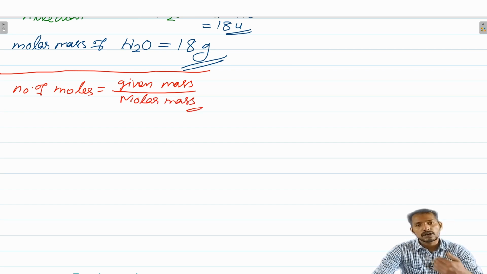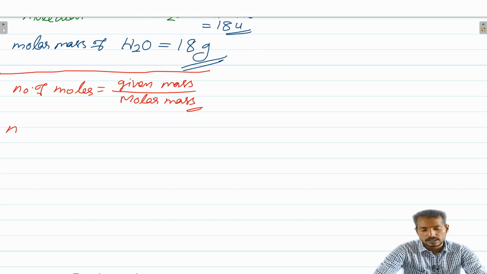For example, the molar mass of a water molecule H2O is 18 gram. That means 1 mole of H2O is equal to 18 gram. Then the mass of 2 moles of H2O will be 2 into 18, which is equal to 36. That will be the given mass. So the number of moles is equal to given mass divided by molar mass. We will get how many moles are there.